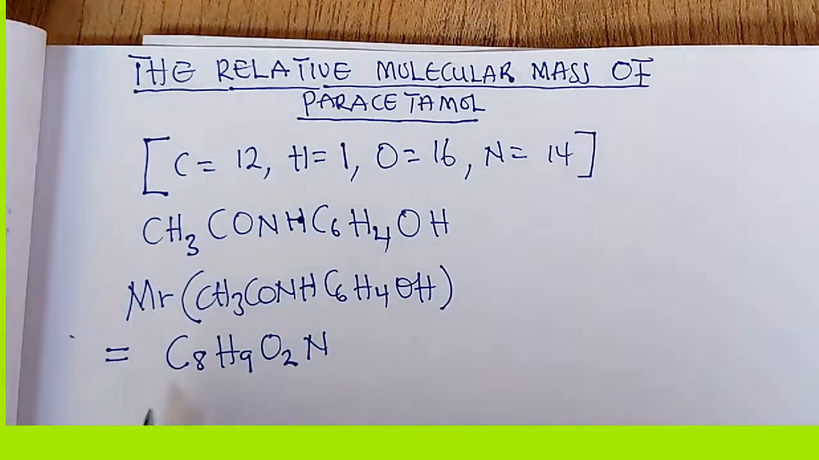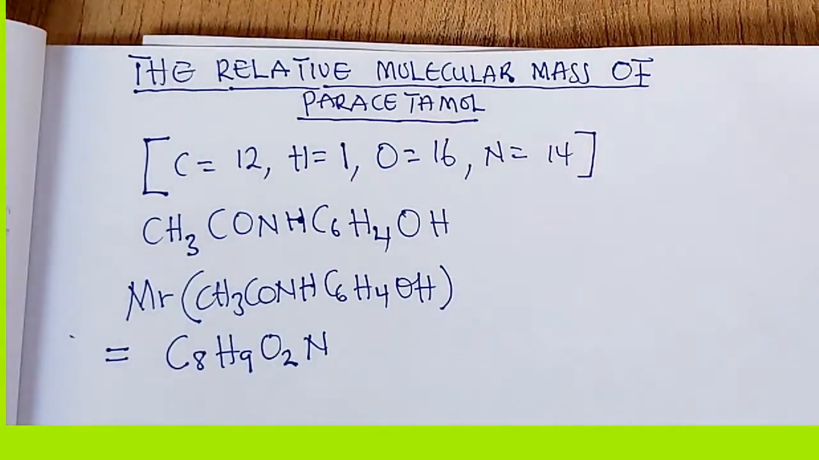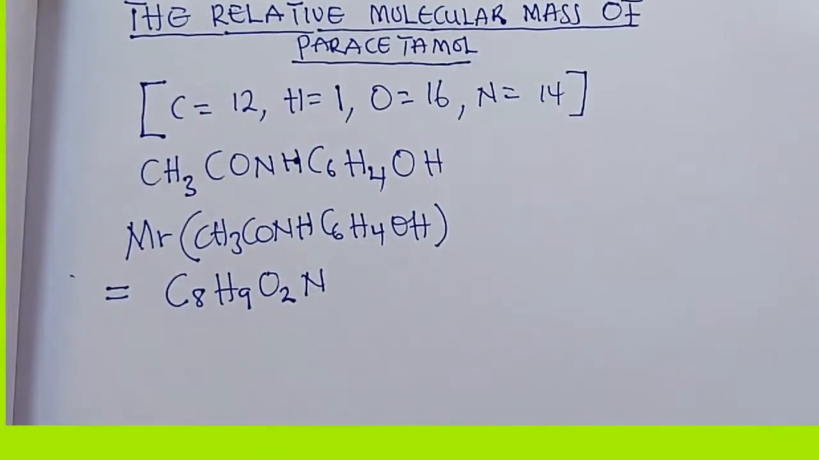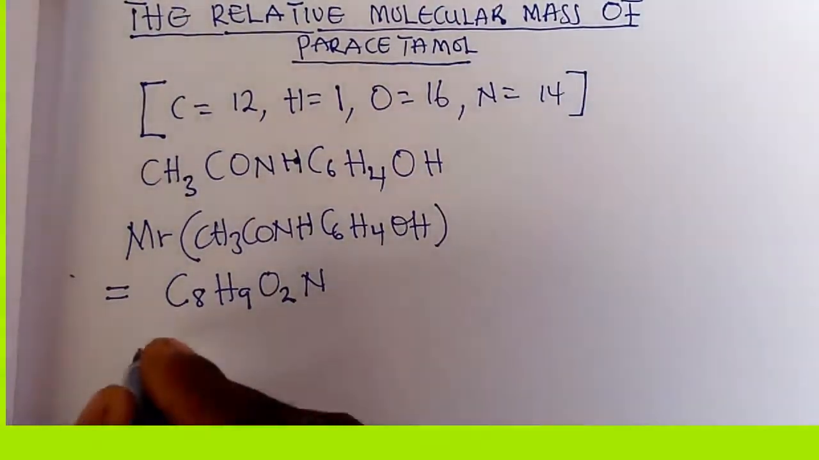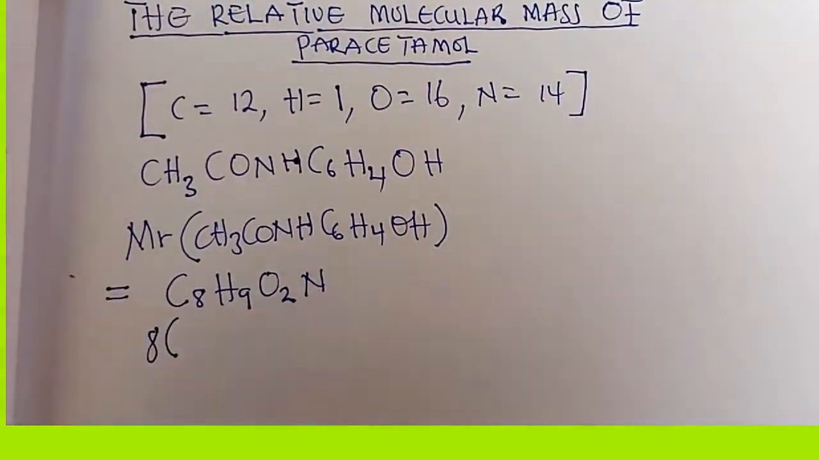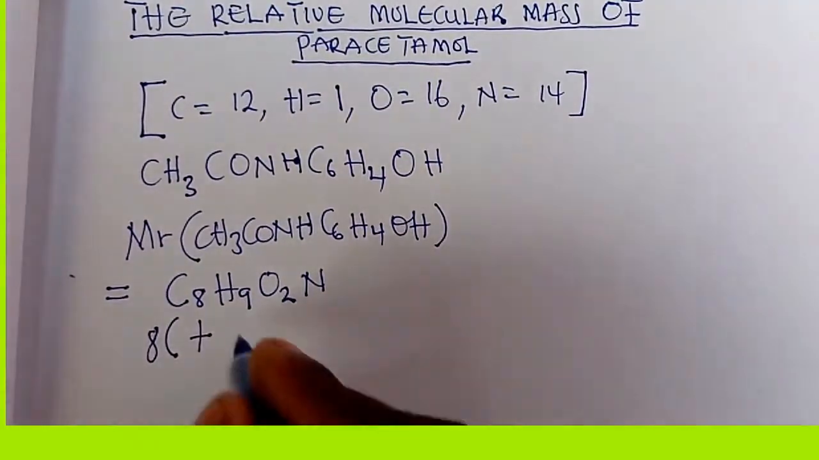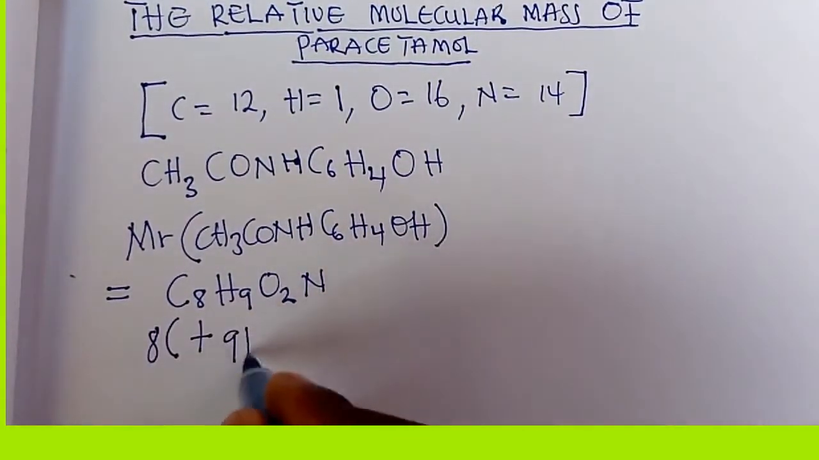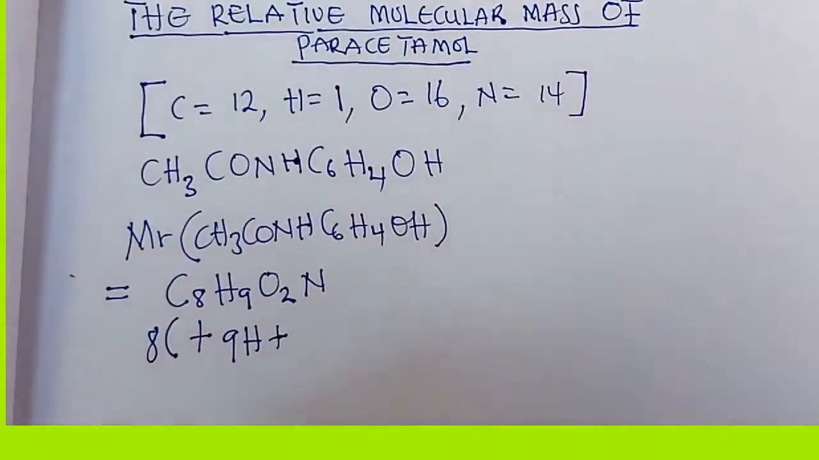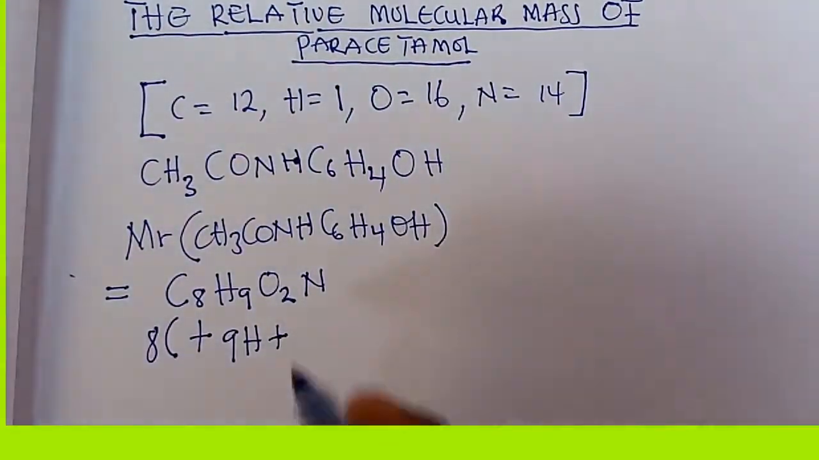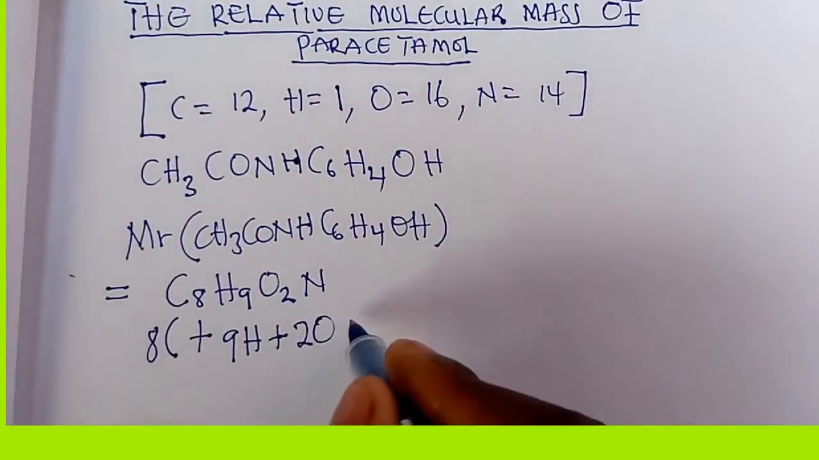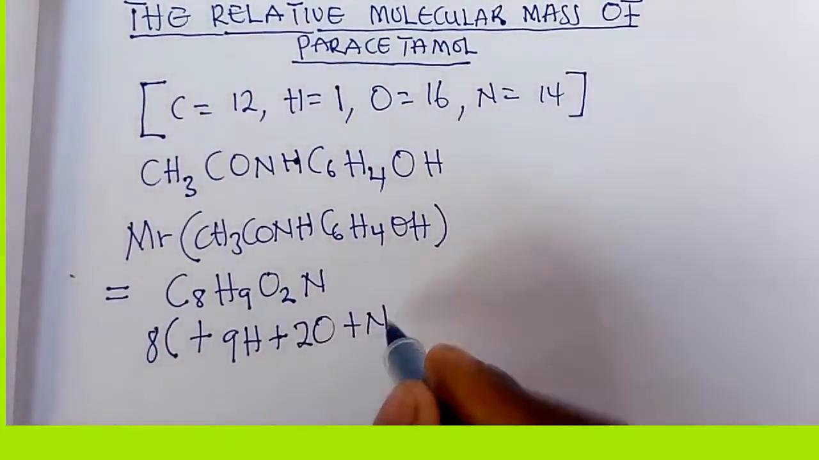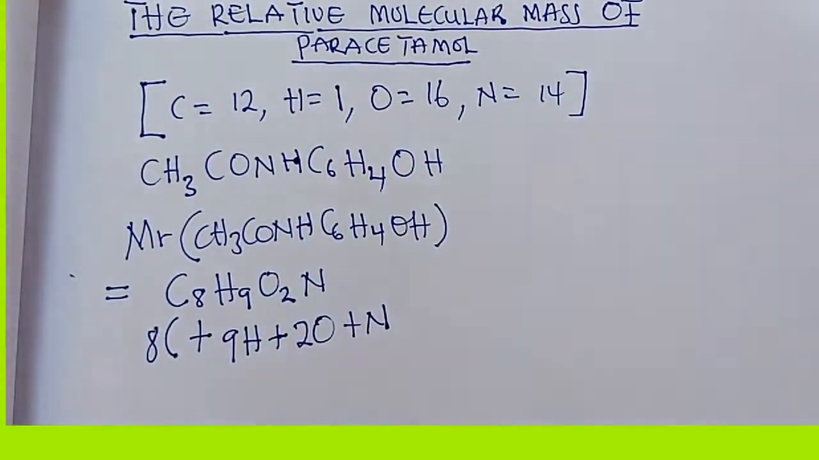So now, how many carbon atoms do we have in the compound? It's 8, so write 8C, plus how many atoms of hydrogen? 9, so 9H. Plus how many atoms of oxygen? 2, so 2O. And then plus only 1 atom of nitrogen here. Perfect. So what do we do now?